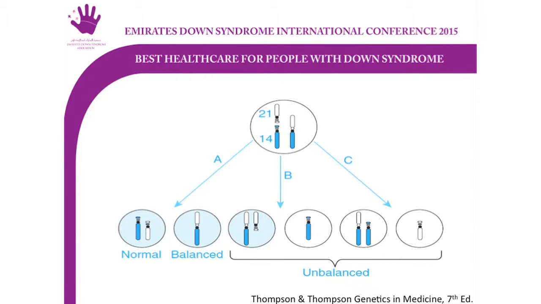So if this lady has this balanced translocation, then the problem is during the formation of the oocytes, because there are 6 possibilities for the oocyte to be formed.